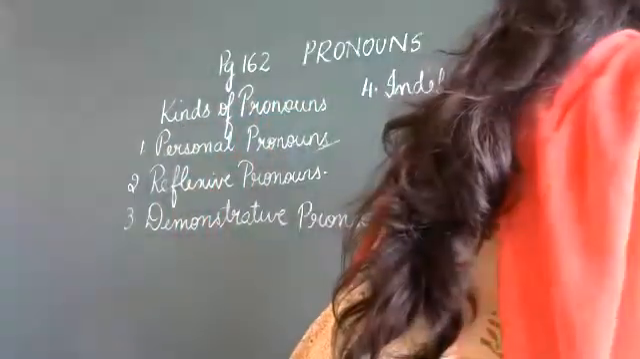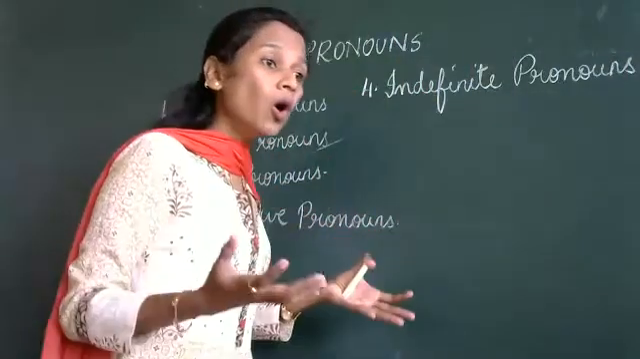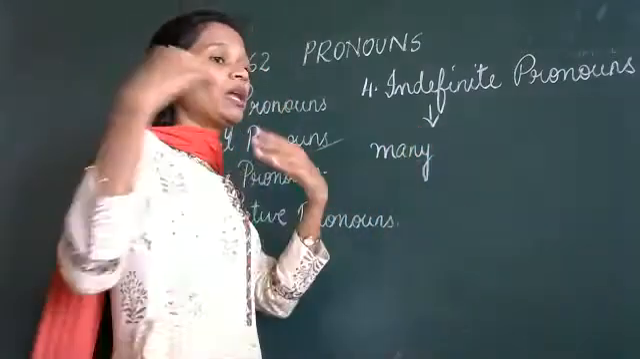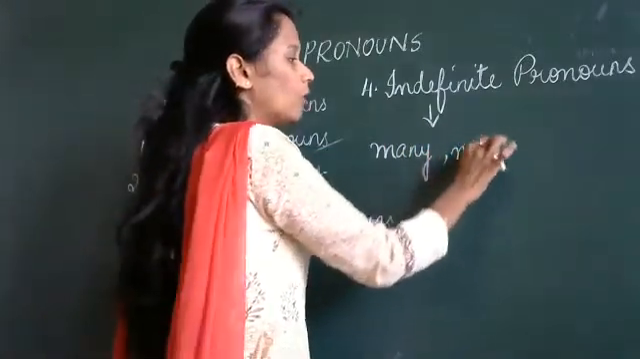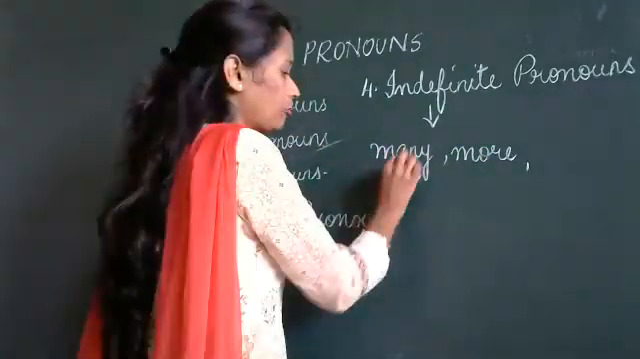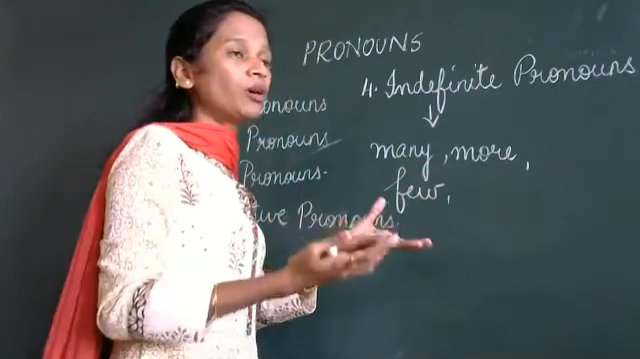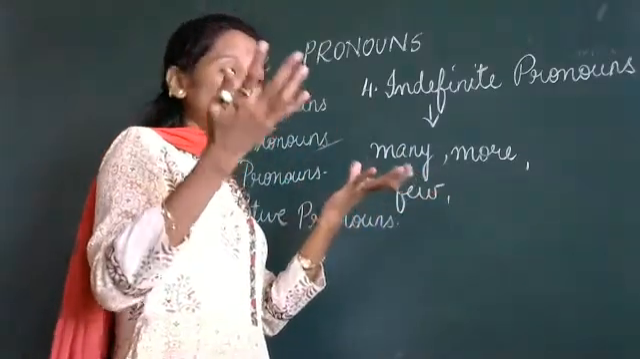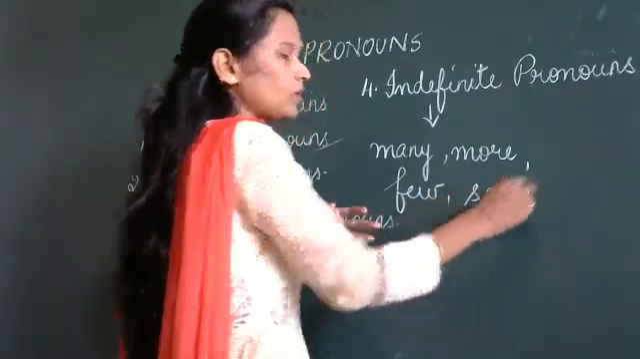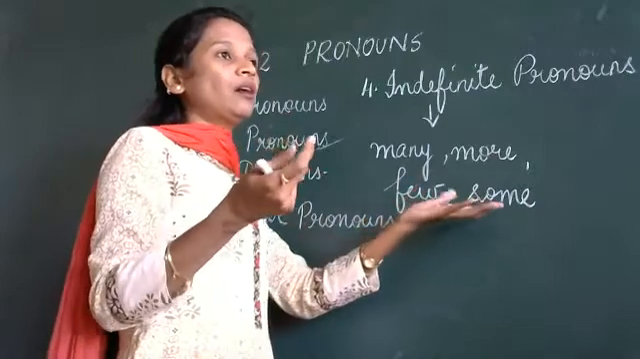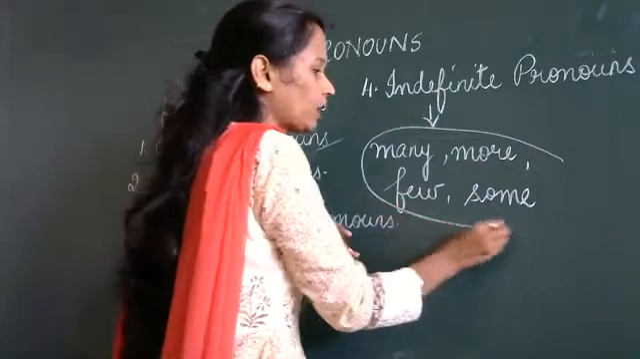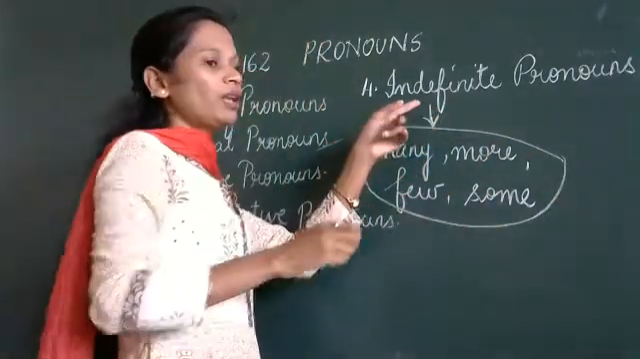So, what is happening here? These words: many, more. I will write it here. Many people are there in the market. More: there are more number of trees in the garden. Then few: there are few buses on the road. Okay. Then some. For example, you can say there are some people fighting on the road. All these words like many, few, some come under indefinite pronoun.